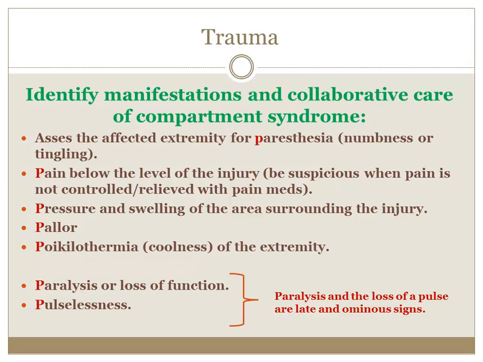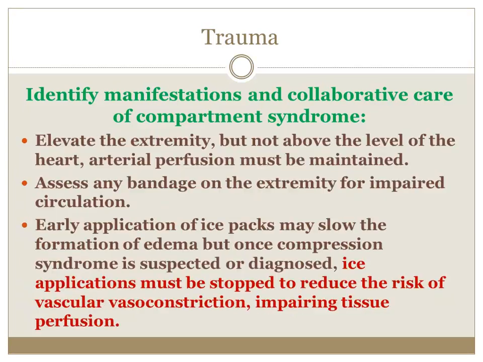Pressure and swelling of the areas surrounding the injury. If you see pallor, then you know that perfusion is already compromised. Poikilothermia is just another fancy term for saying that the temperature control is not normal. And again, if you had decreased perfusion, you would expect coolness of the extremity. Note that paralysis and pulselessness are other signs, and these are late and ominous signs. So by the time the individual has loss of function or there is no longer a pulse, it is most likely too late. You have necrosis already forming, and this is really not a good scene for the patient.